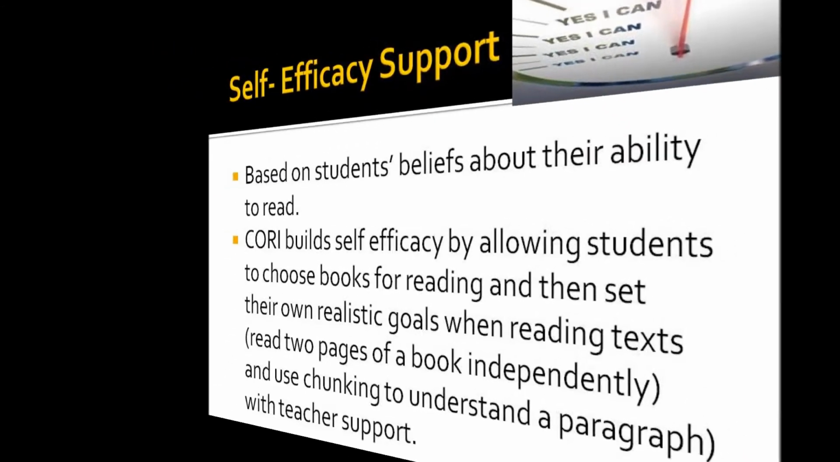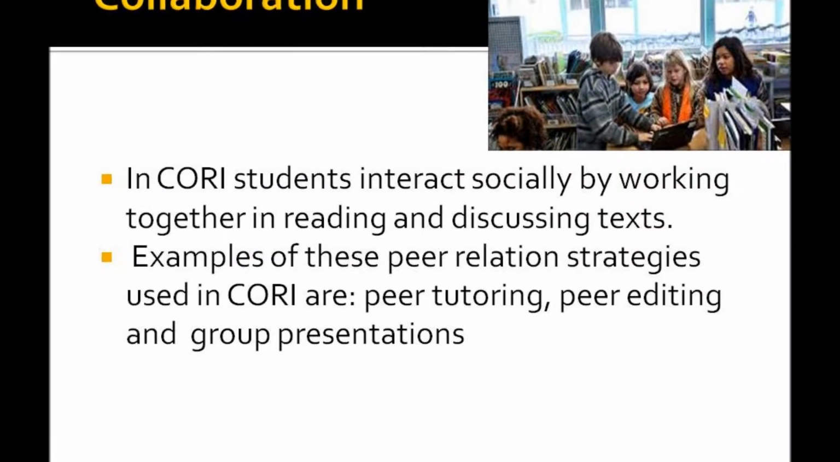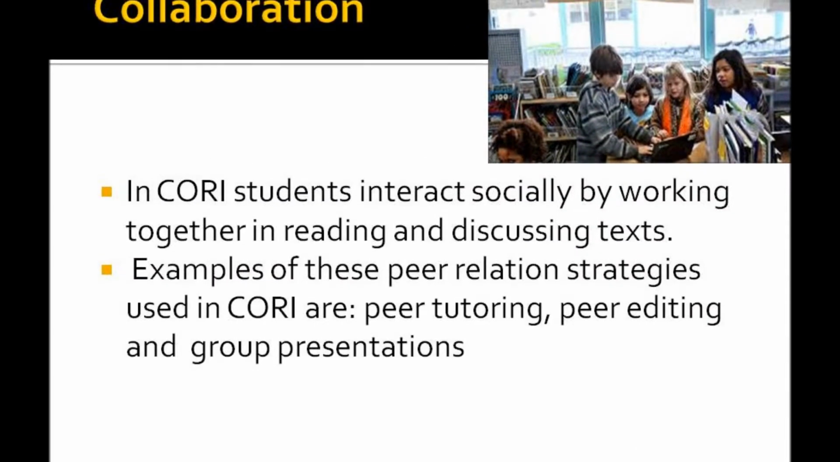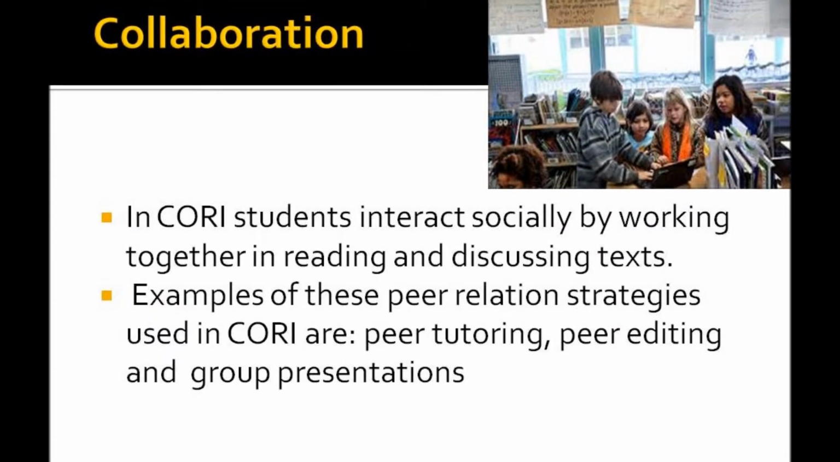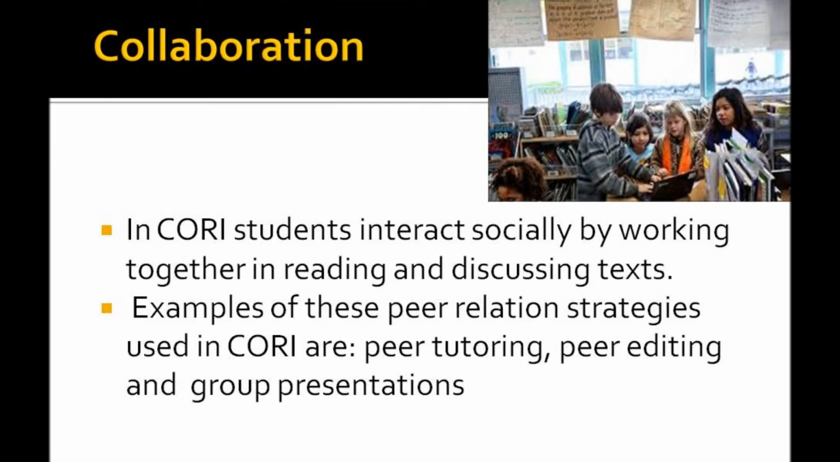In CORE, students interact socially by working together in reading and discussing texts as well as presenting. For example, they engage in peer tutoring, peer editing, and group presentations.